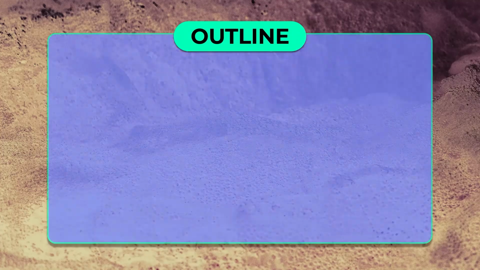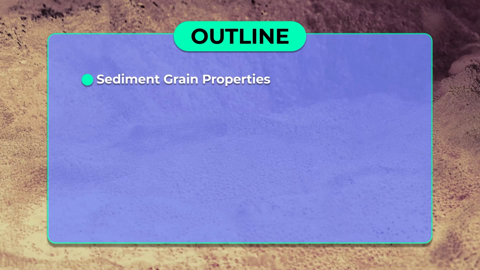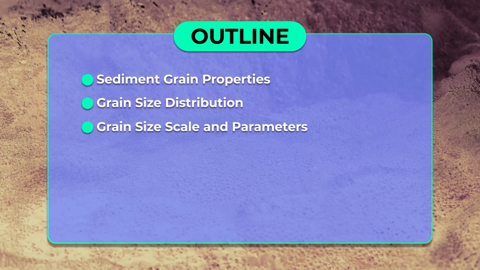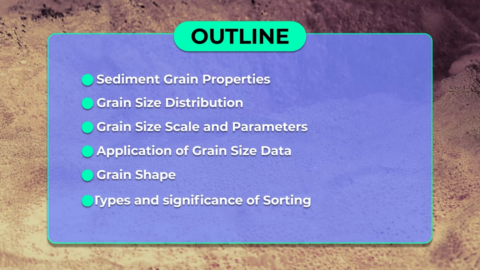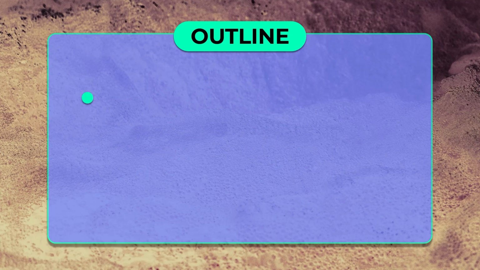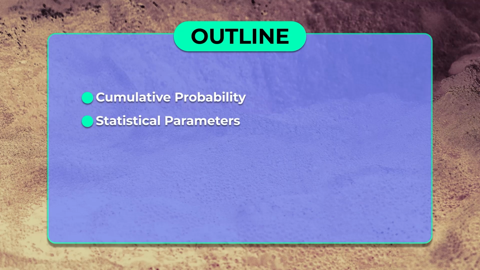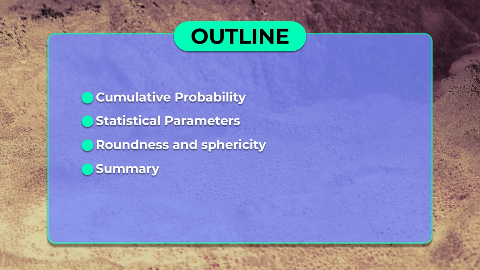The outline of the talk is given here. We'll talk about the sediment grain properties, the size distribution of the grains, grain size scale and the parameters which are used to define grain, then application of the grain size data, then what is the shape of the grain, types of classification, sorting, the statistical methods like cumulative probability, different statistical parameters, roundness and sphericity, and finally I will give a summary of the talk.